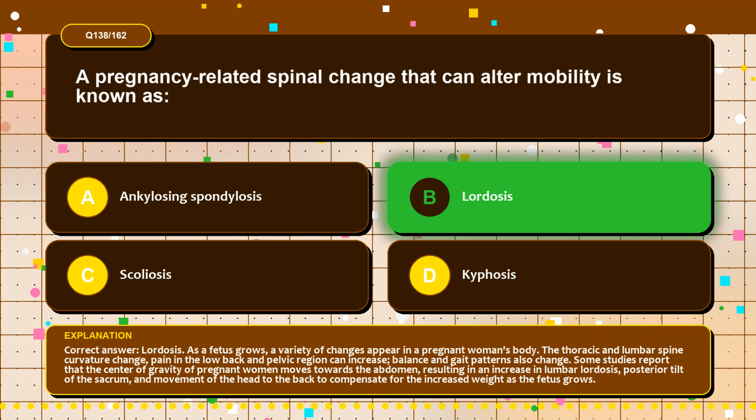Some studies report that the center of gravity of pregnant women moves towards the abdomen, resulting in an increase in lumbar lordosis, posterior tilt of the sacrum, and movement of the head to the back to compensate for the increased weight as the fetus grows.